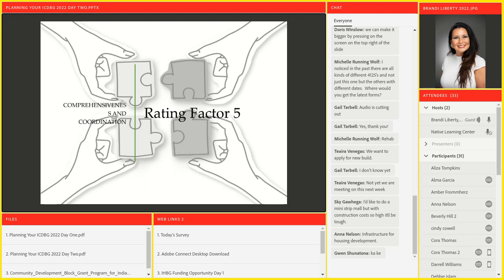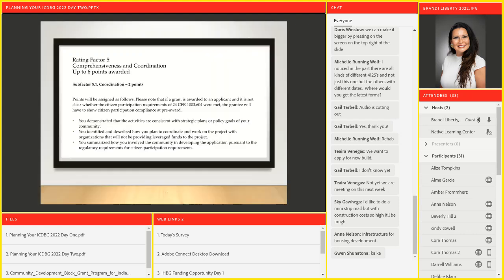So rating factor 5, we'll look at comprehensiveness and coordination activities. Under this, up to 6 points can be awarded. Under coordination, you will receive up to 2 points, and they will be assigned as follows. You need to note that if a grant is awarded to an applicant and it is not clear whether their citizen participation requirements were met, the grantee will have to show citizen participation compliance at pre-award.